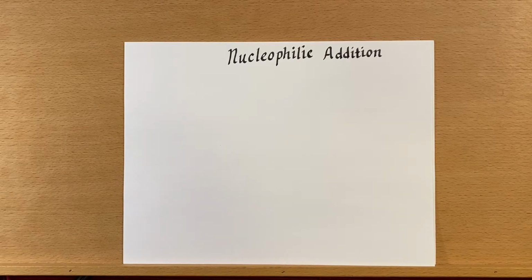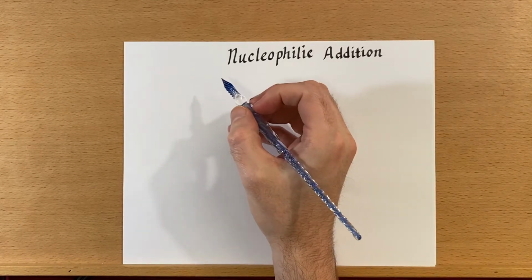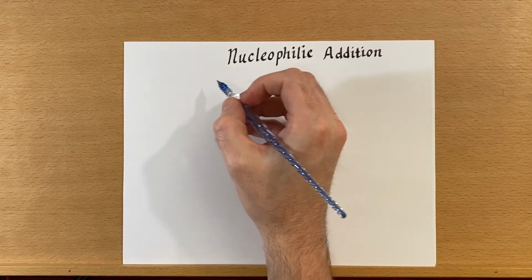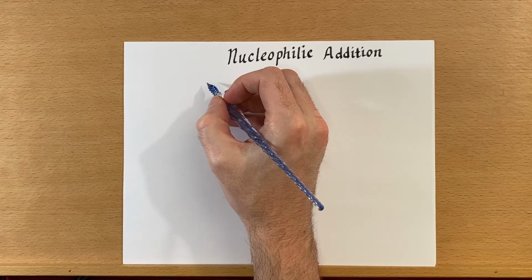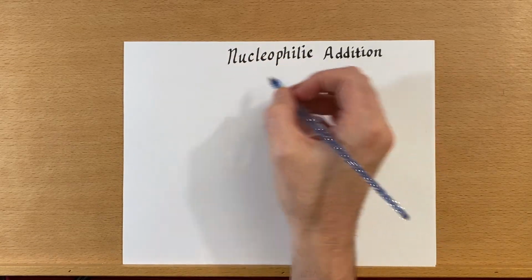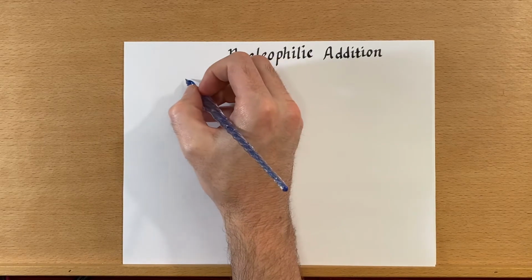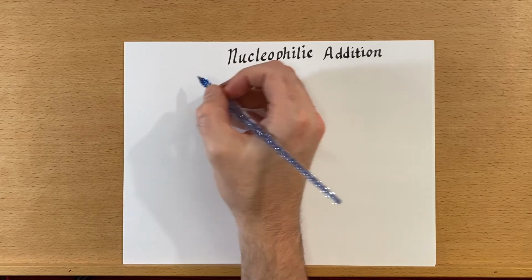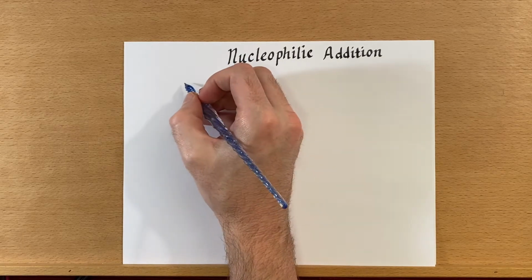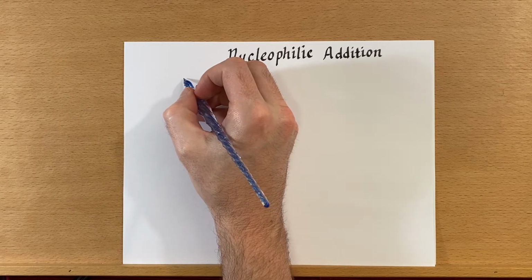Nucleophilic addition. This is where a nucleophile adds to an area where there's some partial positive charge. So let's look at nucleophilic addition as a step. And in some cases, it's a little bit similar to coordination in that it is making a new bond.